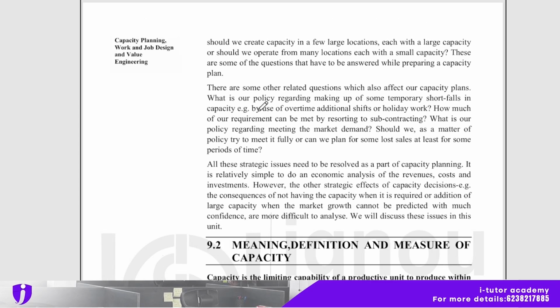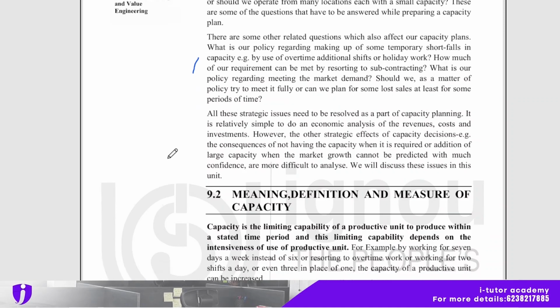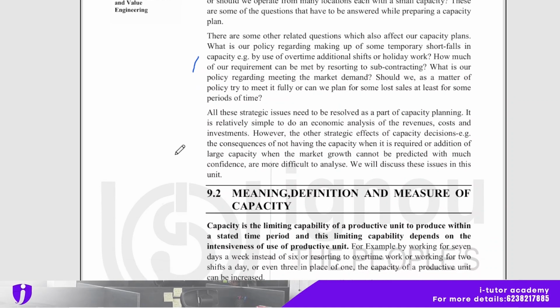There are some other related questions which also affect our capacity plan. What is our policy regarding making up some temporary shortfalls in capacity, for example by use of overtime, additional shifts or holiday work? How much of our requirement can be met by resorting to subcontracting? And what is our policy regarding meeting the market demand? Should we as a matter of policy try to meet it fully, or can we plan for some lost sales at least for some period of time?